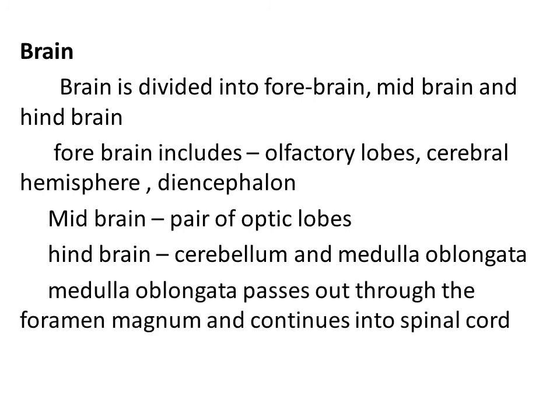The medulla oblongata passes out through the foramen magnum. The foramen magnum connects the brain with the spinal cord. We know the spinal cord is one more organ of the central nervous system. So the brain gets connected with the spinal cord with the help of the medulla oblongata. In order to connect the medulla oblongata with the spinal cord, one more structure is present, called the foramen magnum. So this is about the structure of the brain in the frog.